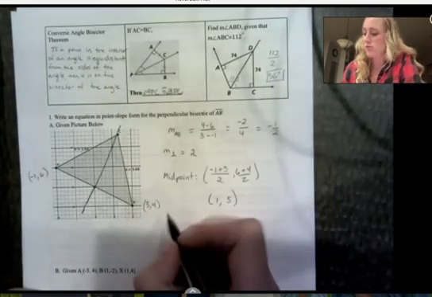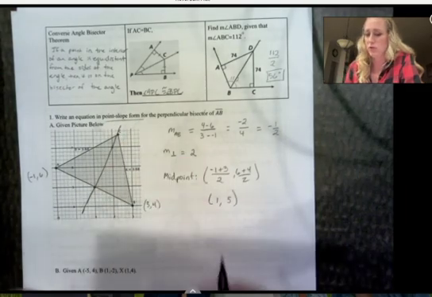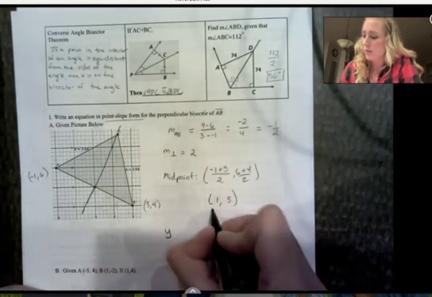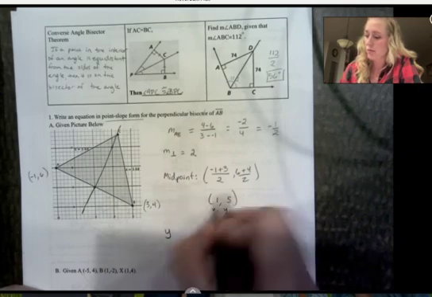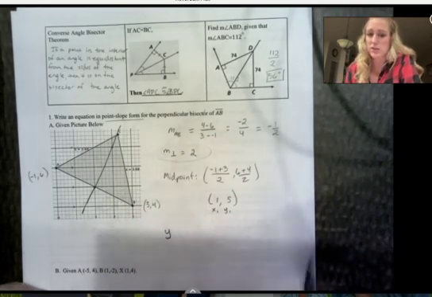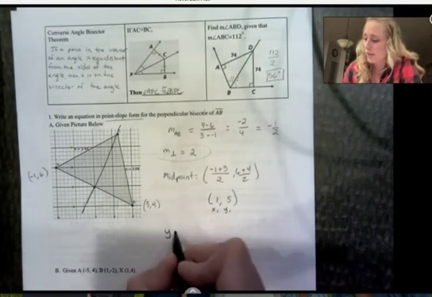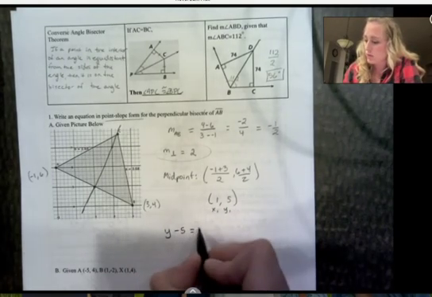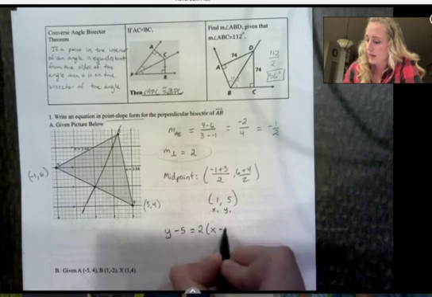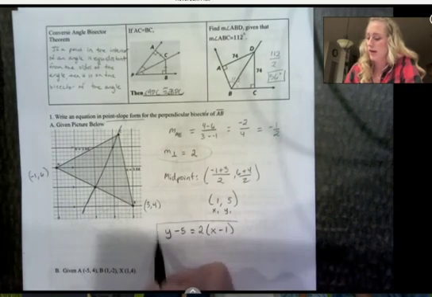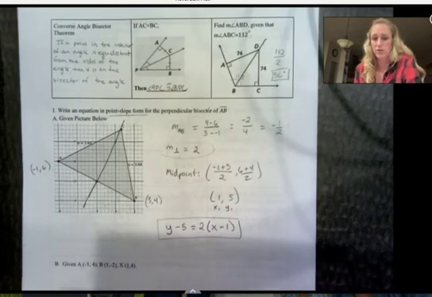Okay, so the equation for that line, they wanted it in point slope form. So that's y minus y1. So here's my x1, y1 that I'm going to use, and here's the slope I'm going to use. Okay, so y minus 5 equals a slope x minus x1. And that is point slope form. I don't have to go any further.